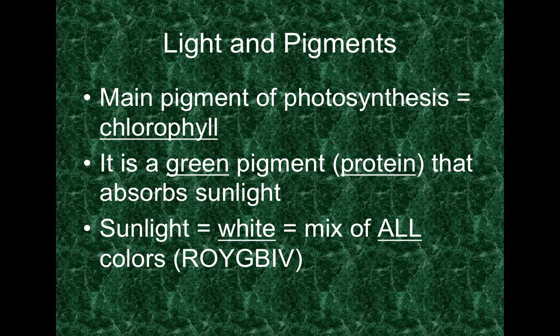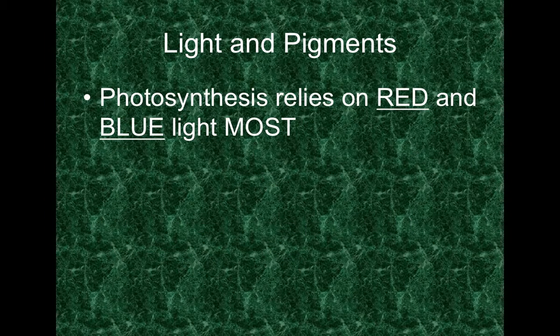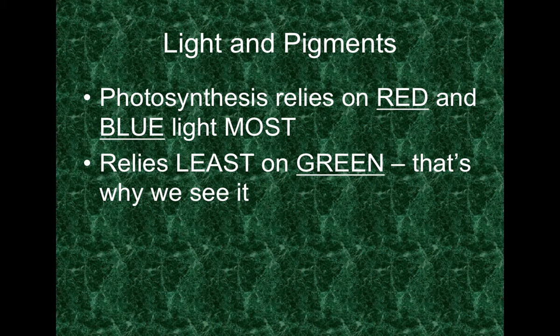Now, you're going to be doing an activity that takes a look at this, and what you will find is that photosynthesis relies on red and blue light the most. It absorbs the light in those regions of the spectrum better. So if you were to put a plant under red light or blue light, it would grow really, really well. It relies the least on the green. And so what this pigment does is it reflects back the green color to us rather than absorbing it. So that's why we see plants as being green. If you were to try to grow a plant under green light, it would not grow very well.